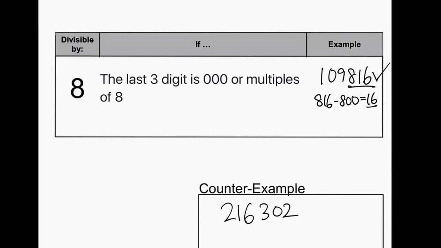Next, maybe a counter example like this: 216,302. The last 3 digits are 302. 302 is not very clear cut, right? So I can use 302 minus the closest multiple of 8 that I can think of, which is 240. 24 is a multiple of 8, right? 24 times 10. So the closest I get is this, 62. Once I get down to 2 digits, it is very easy. 62 is not a multiple of 8 because 64 is, so this one is 2 minus, so definitely it's not.